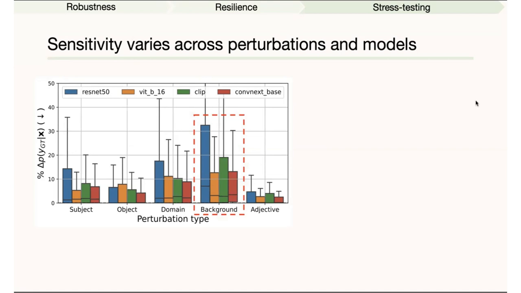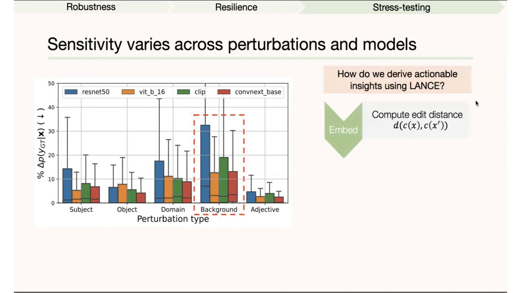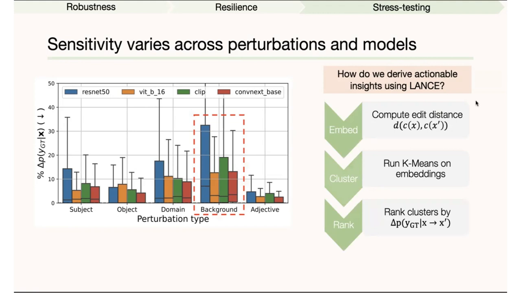Specifically, models like ResNet 50 and CLIP are a lot less robust than more recent models like ViTs and ConvNeXts. But the natural follow-up is how do we actually derive any kind of actionable insight from this? Because this is all still at a single image level. So we have a fairly simple method that we find to work quite well, where we just first embed. Let C of X be the caption or the prompt for a given image, and X dash is the generated counterfactual. So we embed the captions for both of those images. We run some kind of clustering on those, on the distance in embedding space. And then we visualize the different clusters ranked by their average sensitivity.